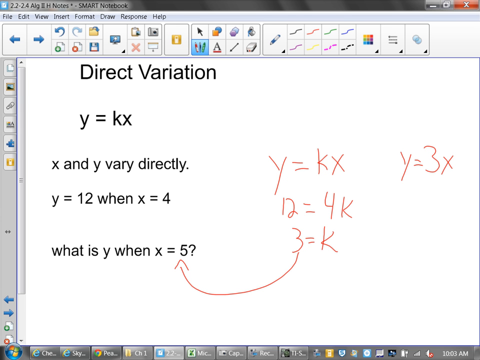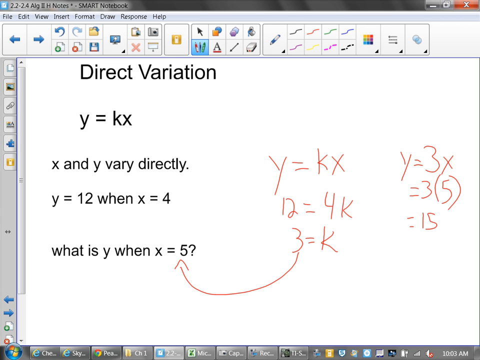So now, what is y equal to if x is 5? Well, that's what direct variation is. In pre-algebra or algebra 1, a lot of times they use direct variation to introduce students to slope because they're one and the same.